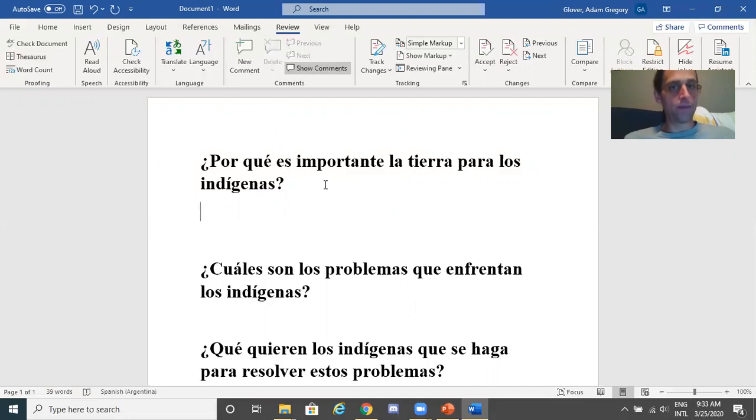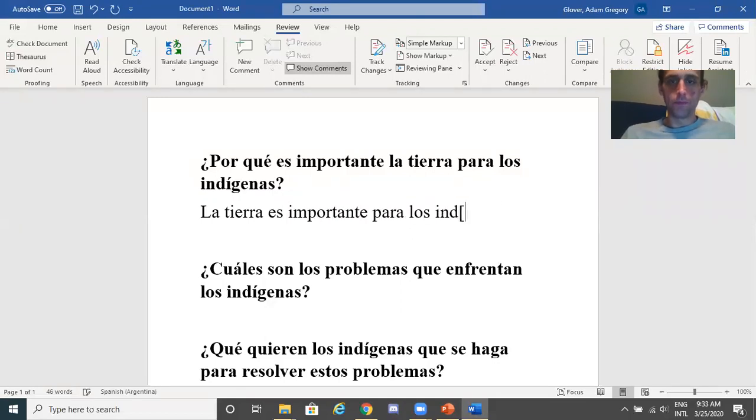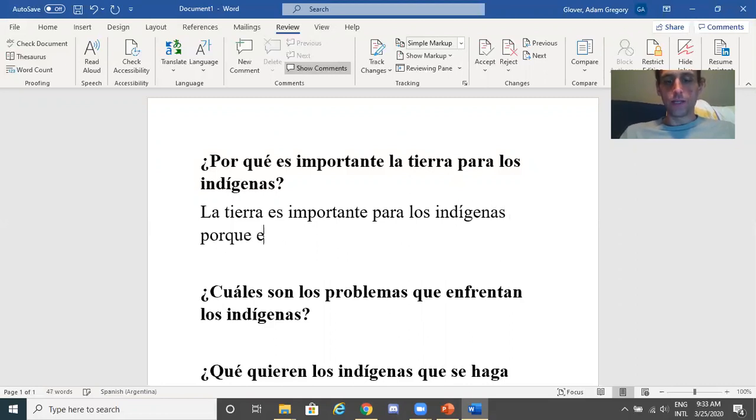You could simply begin by saying, la tierra es importante para los indígenas, porque es una fuente de alimentación. There you go. Any subjunctive in that sentence? No, not at all. Just a straightforward indicative answer.